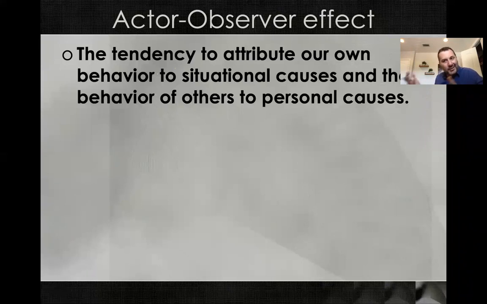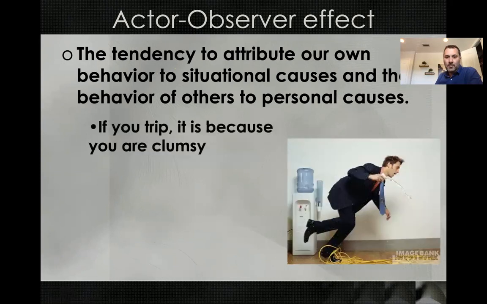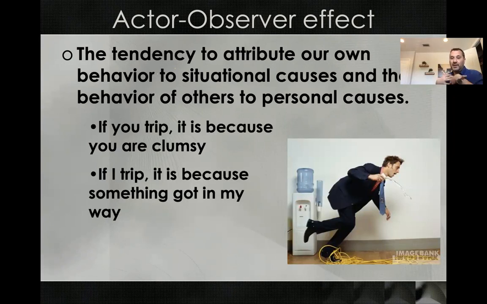This is a little hypocritical in a sense, right? And that's what the actor-observer effect is: this difference in how we explain other people's behavior versus how we explain our own behavior. If you trip, it's because you're clumsy. It's an internal attribution. If I trip, it's because something got in my way. That's an external attribution. This is, again, a very common attributional bias that most people in this culture exhibit.